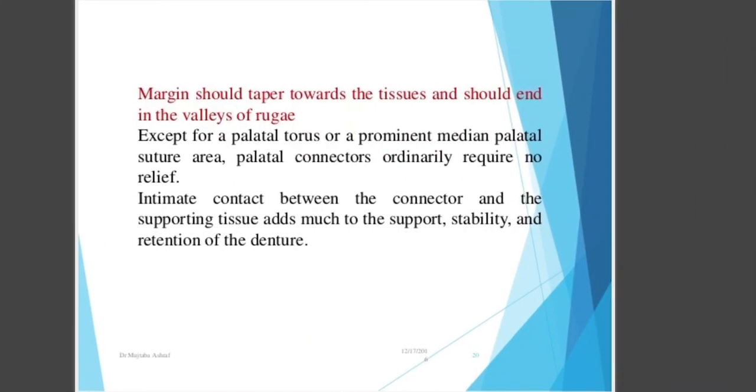Margins should taper towards the tissue and should end in the valley of the rugae. This is more important. Whenever a margin is abruptly present, it can cause a tongue injury or a soft tissue injury. So it should taper and blend with the soft tissue, and it is important that it end in the valley of the rugae when we are talking about maxillary connectors. Whatever the maxillary connector limbs, they should end in the valley of the rugae, except for the palatal tori at the prominent median palatal suture area.